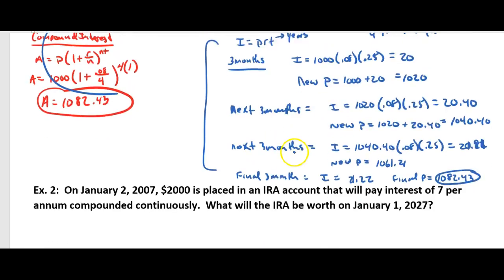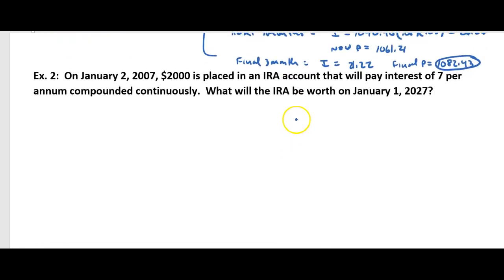Okay, so let's look at example 2. On January 2nd, 2007, $2,000 is placed in an IRA account that will pay interest of 7%, compounded continuously. Now that it's compounded continuously, we know we're going to use P times E to the RT. So it says, what will the IRA be worth on January 1st, 2027?